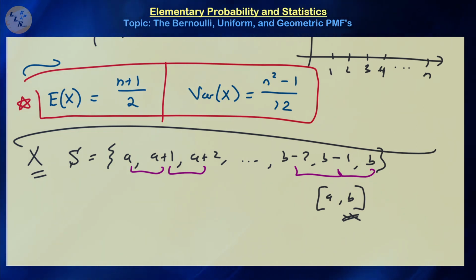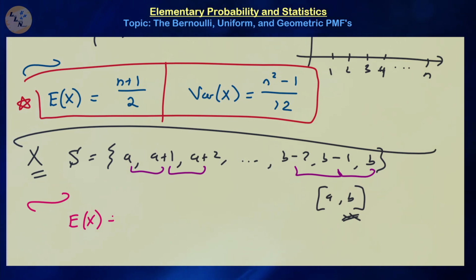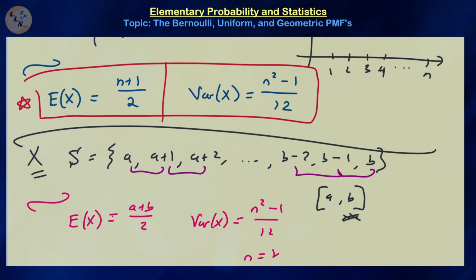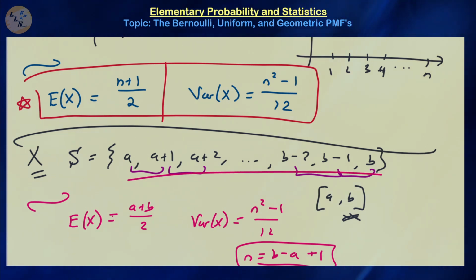So if you define the uniform random variable on this, then one can show that the expected value of that uniform random variable is just going to be equal to a plus b divided by 2. And the variance of this is still going to be n squared minus 1 all over 12, where n is going to be equal to b minus a plus 1. That's pretty much how many points are in that interval if you were to equally space them by 1.